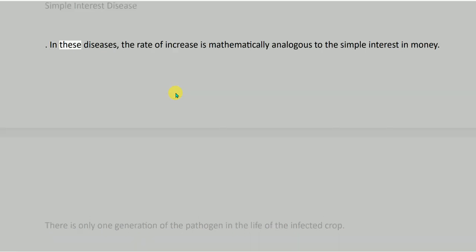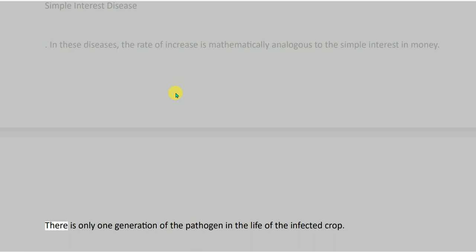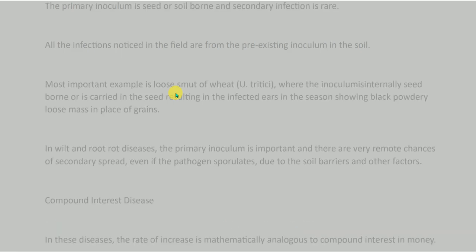In these diseases, the rate of increase is mathematically analogous to the simple interest in money. There is only one generation of the pathogen in the life of the infected crop. The primary inoculum is seed or soil-borne and secondary infection is rare. All the infections noticed in the field are from the pre-existing inoculum in the soil. The most important example is loose smut of wheat, Ustilaginaceae, where the inoculum is internally seed-borne or is carried in the seed, resulting in the infected ears in the season showing black powdery loose mass in place of grains. In wilt and root rot diseases, the primary inoculum is important and there are very remote chances of secondary spread, even if the pathogen sporulates, due to the soil barriers and other factors.